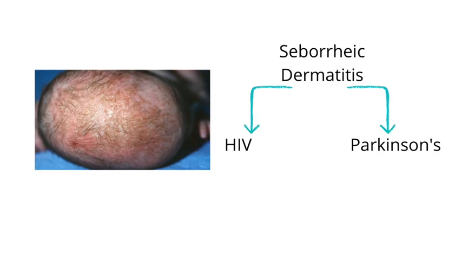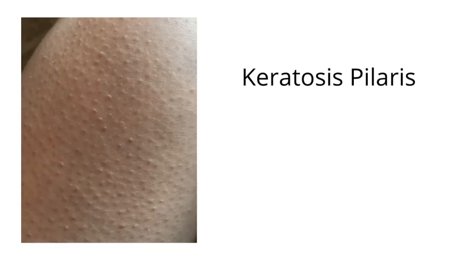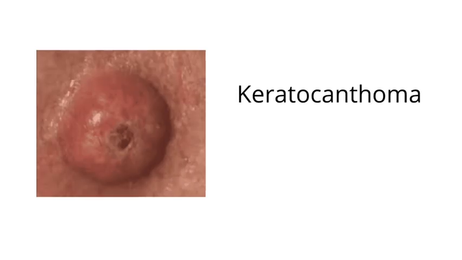And here we have keratosis pilaris. So this is more common on the posterior forearm and is described as a roughened texture of the skin. So we usually treat it with keratolytics like salicylic acid. Keratoacanthoma. So this is a nodule with a keratin plug in the center of it.